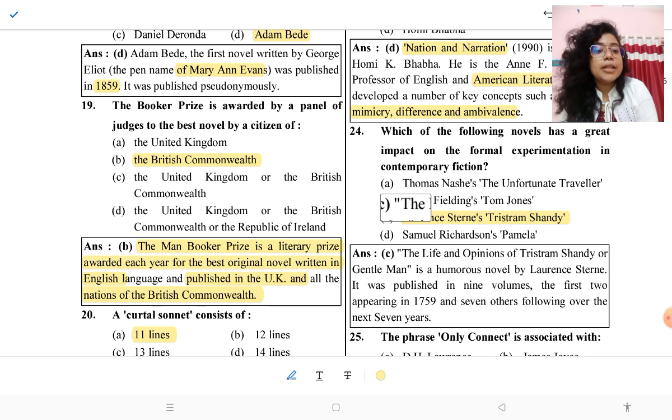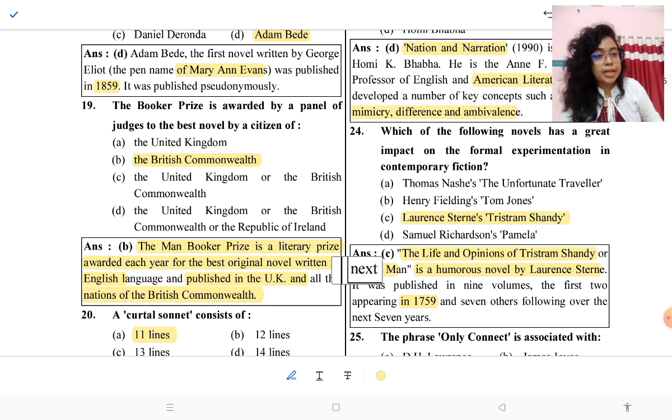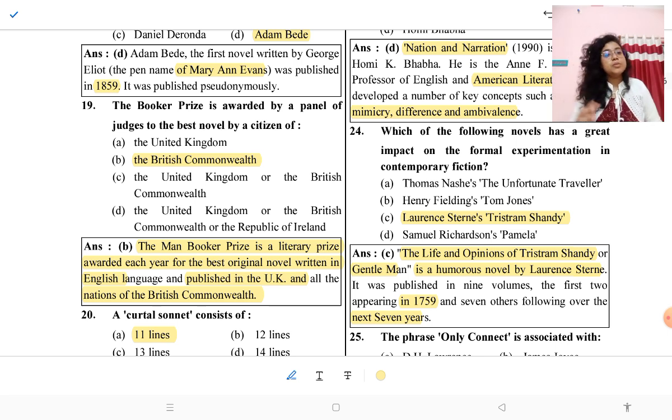The Life and Opinions of Tristram Shandy, Gentleman, please note down the subtitle because they asked the subtitle also, is a humorous novel by Laurence Sterne. It was published in 9 volumes, the first 2 appearing in 1759 and the 7 others following over the next 7 years. So they also asked how many volumes it was published in. So it was published in 9 volumes.